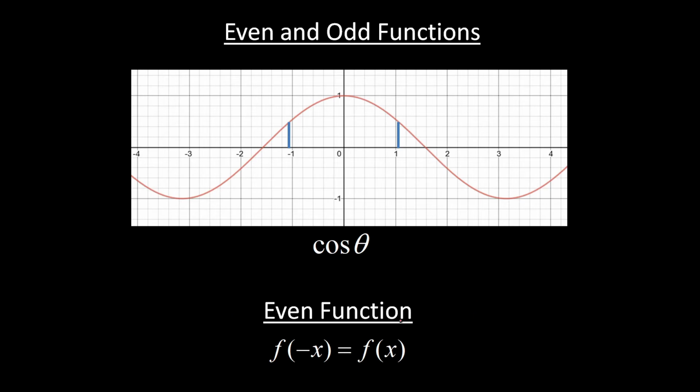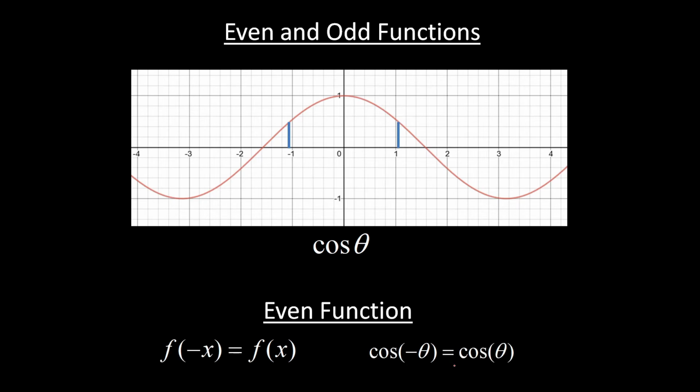And so in algebra, you learn a definition of an even function. If you plug in the negative value, you get exactly the same thing as if you would plug in the positive value. That's an even function. And if we look at cosine, that means if you plug in a negative angle, you get exactly the same answer as if you would plug in a positive angle.